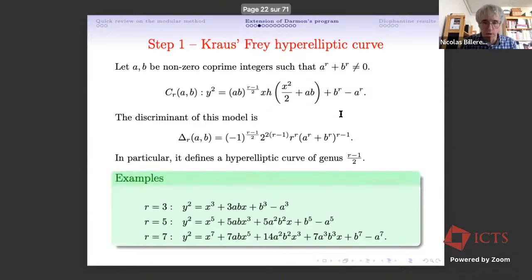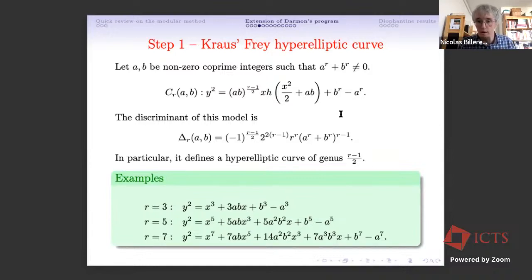I've written down some specific examples to show you that even though the equation seems complicated, when you pick a specific value of r, you can easily write down the equation. So for r equals 3, you have this equation, and r equals 3 is the only case where this hyperelliptic curve is actually an elliptic curve, because there (r-1)/2 is just 1. And it turns out that this elliptic curve was used extensively to study the Fermat equation of signature (3,3,p).